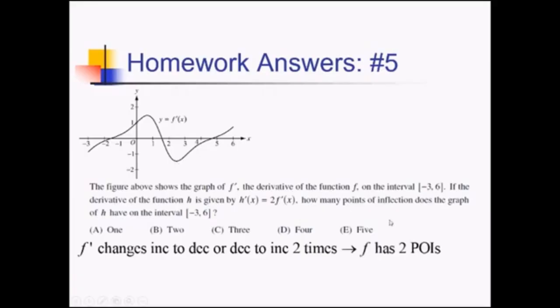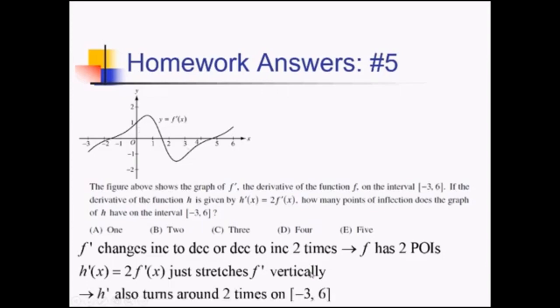Now, how does this relate to the graph of h? Well, h prime is 2f prime. Basically, you're just stretching the f prime graph that they gave us here vertically. Since I'm stretching vertically rather than horizontally, that means I'm guaranteed that these turnaround spots are going to happen between negative 3 and 6. If we stretch it horizontally, they might be outside that interval, but vertically we're safe. So we're also going to have 2 turnarounds for h prime between negative 3 and 6. That means that the graph of h will also have 2 points of inflection. So answer choice B.